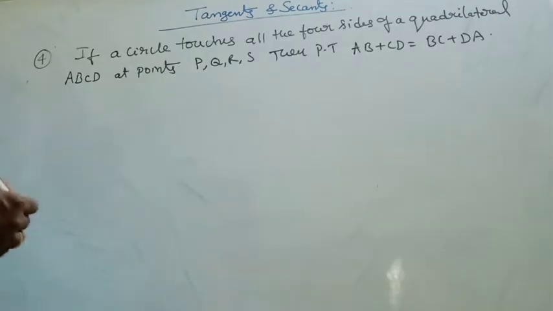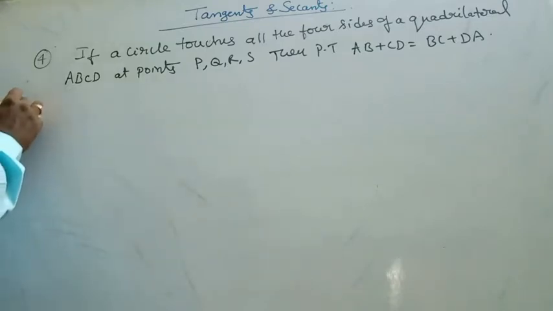See, my dear students, next we have one more wonderful problem. If a circle touches all the 4 sides of a quadrilateral ABCD at points P, Q, R, S, then prove that AB plus CD is equal to BC plus DA. This is what we require to prove. How will we do this solution part, my dear students?